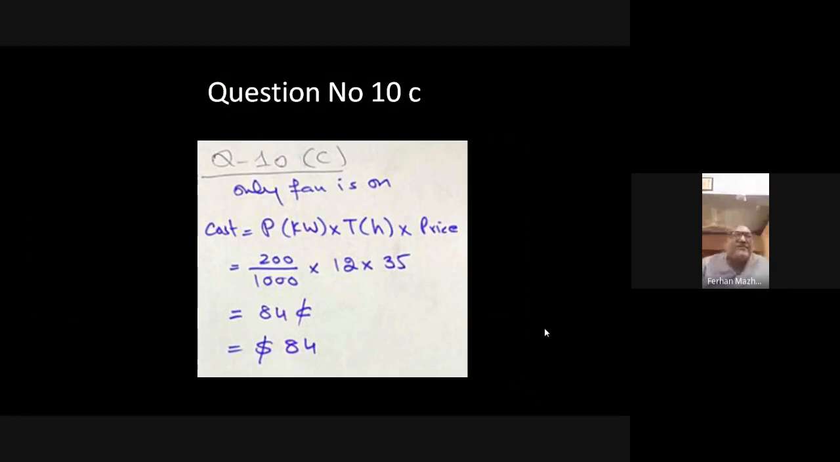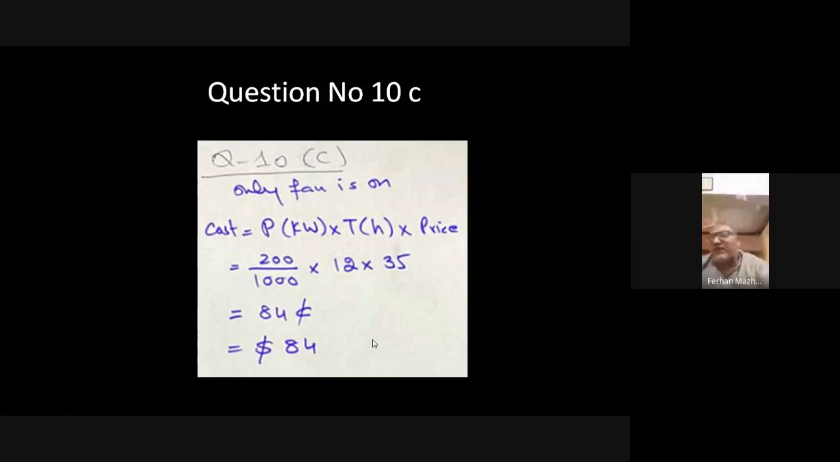So the answer will be 84 cents because the price was 35 cents per kilowatt hour. If you want to convert it into dollars, you simply divide by 100. So it will be 84 divided by 100. Oh, sorry, I wrote $84. It is $0.84. Mark this mistake. It's not $84, it's $0.84. When I was writing, I made a mistake. It's $0.84. Done, sir.